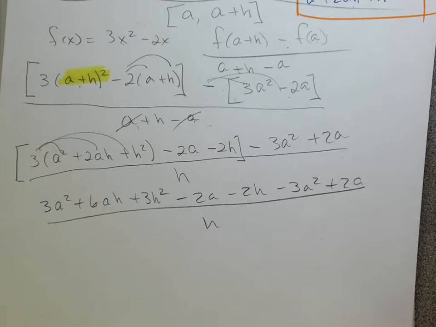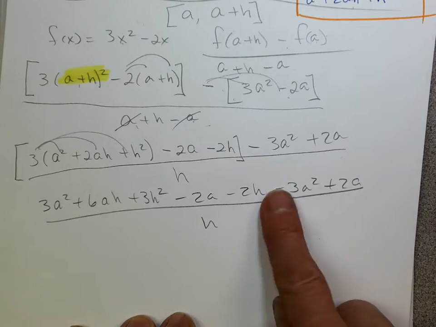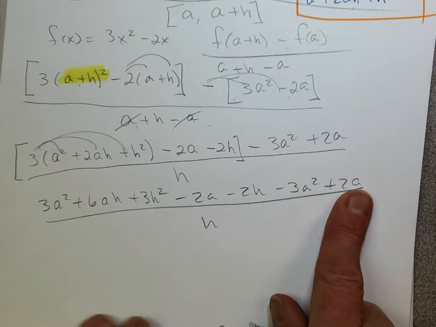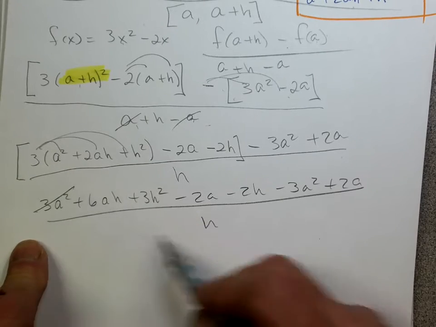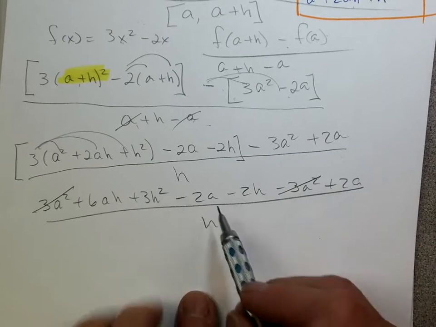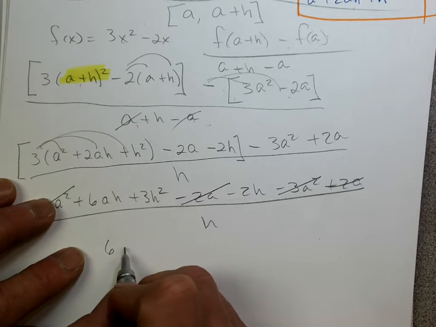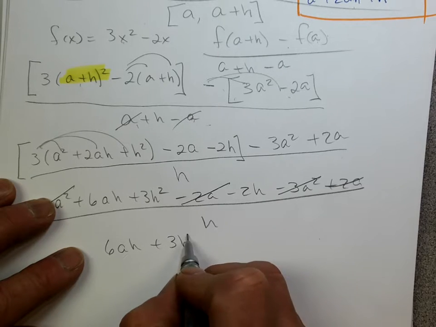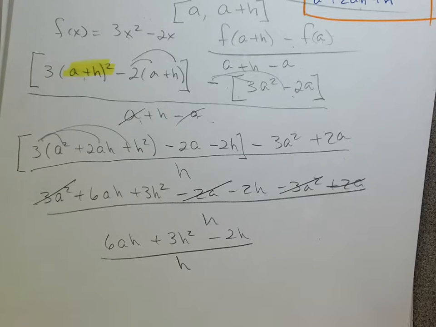Now, I told you before, and I'll tell you again, that everything back here should cancel, right? Everything back here should cancel. If it doesn't cancel, you made a mistake somewhere, okay? So, right way up here, I've got a 3a squared. We'll cancel with this negative 3a squared, right? Right here, I have a negative 2a. We'll cancel with this positive 2a. So those will cancel, okay? It's going to start looking better now. So then what do I have left? A 6ah plus a 3h squared minus a 2h all over h. Okay? How am I doing? I am so close to being done.